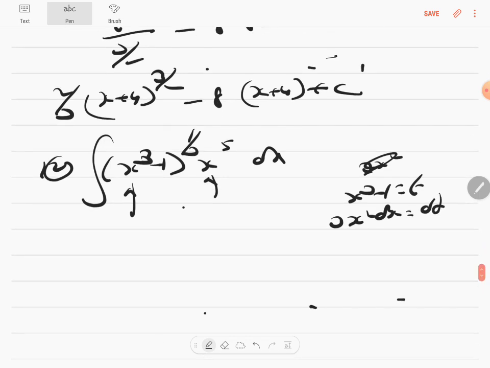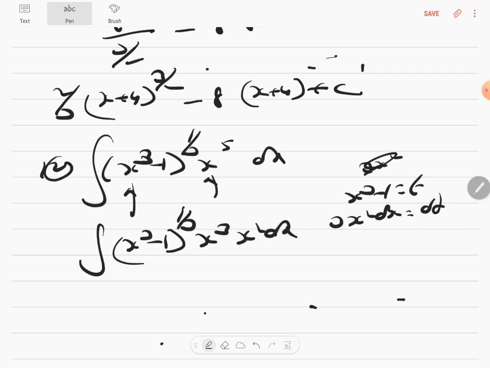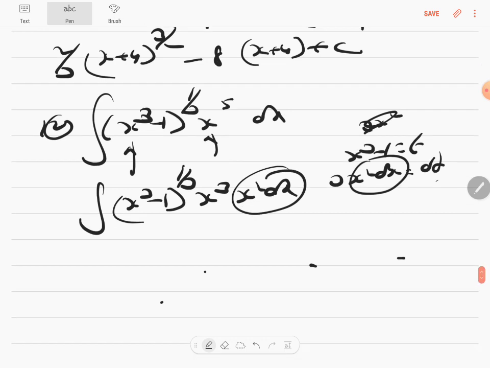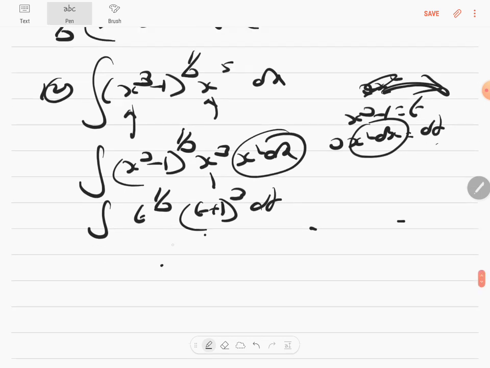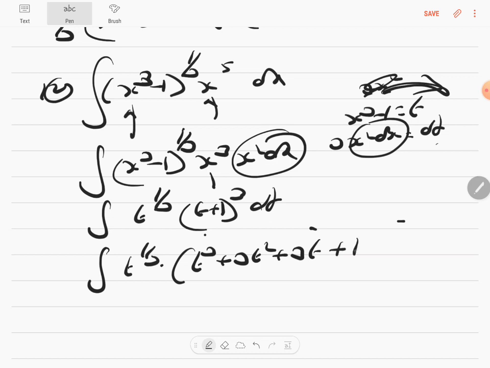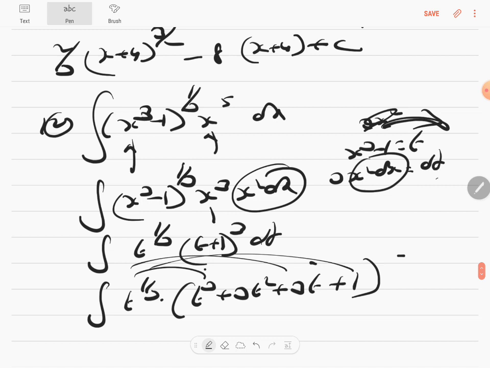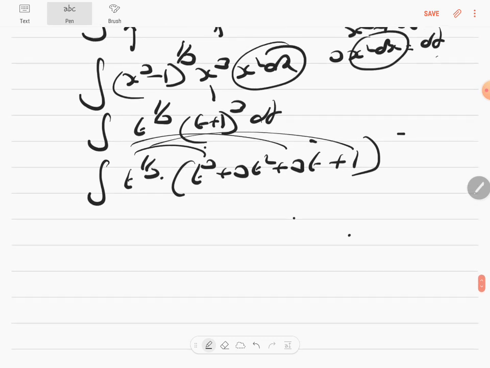I will write this as x cube into x square into dx. So I have an x square dx, which becomes a dt. Then x cube will become t plus 1. This itself is t to the power 1 by 3 into (t plus 1) the whole to the power 3 into dt. Correct? So now you can expand this and bring the t to the power 1 by 3 inside. It's a cube plus 3a square b plus 3b square a plus b cube. And then bring the t to the power 3 inside and finally integrate and get your answer. So this is a very, very important sum. So let's go to the next question.